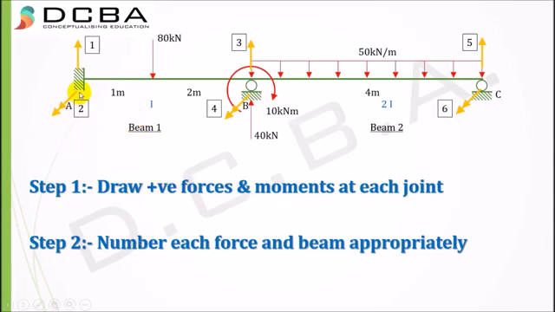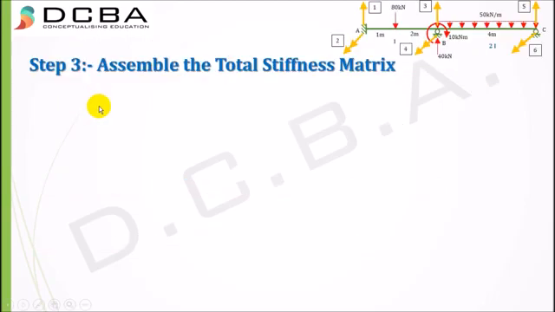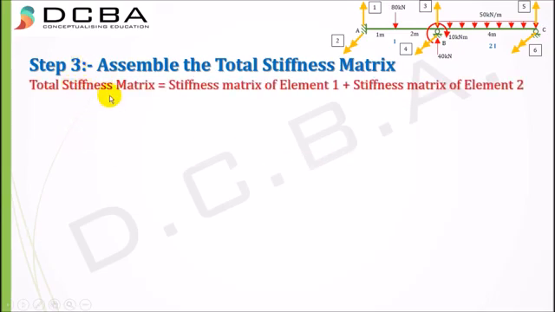Now after you have numbered each force, step 3 is to assemble the total stiffness matrix. I have just minimized my structure here for your reference. All the positive forces are there, and now we'll assemble the total stiffness matrix. The total stiffness matrix is given as the stiffness matrix for element 1, that is AB, plus the stiffness matrix of element 2, that is BC.